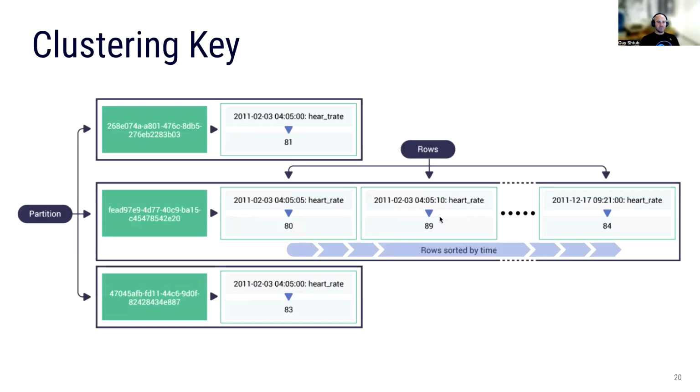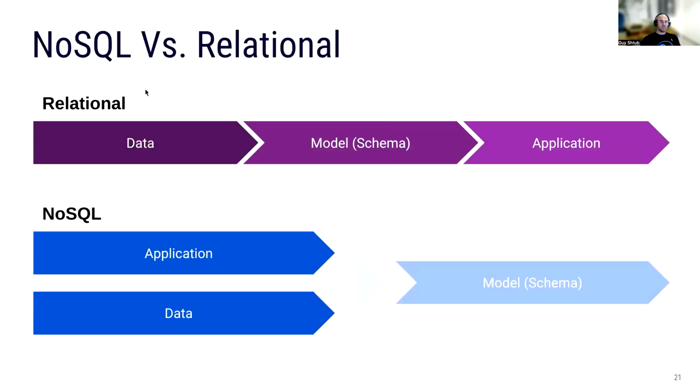Okay, let's talk about data modeling in NoSQL databases and compare that to relational databases, just because I'm assuming that many of you come from a relational background. So the typical process for data modeling with relational databases is that we first of all think about our data, we create an entity diagram, we think about the relationships between our data, and from that we derive the model, schema, and finally we think about our application and we can create queries.